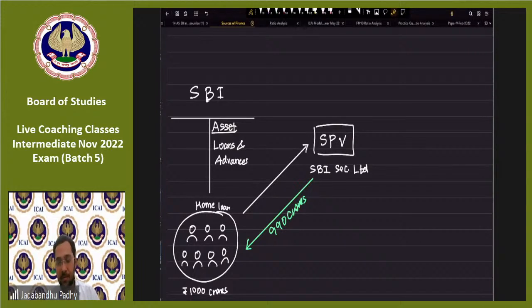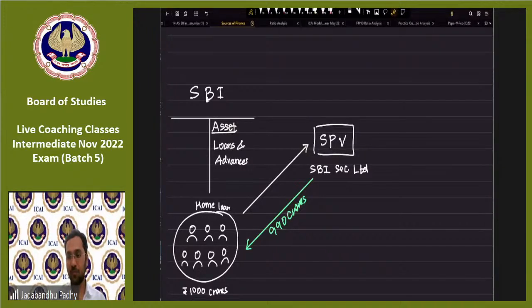Yes or no, guys? If I give away this loan to the SPV, can I say State Bank of India is protected against the bad debts? Because tomorrow, if one of these borrowers doesn't pay the money, who is going to bear the loss? Is SBI going to bear the loss? No, because once it is transferred to SPV, it's the SPV's headache to recover the money. Correct, guys?